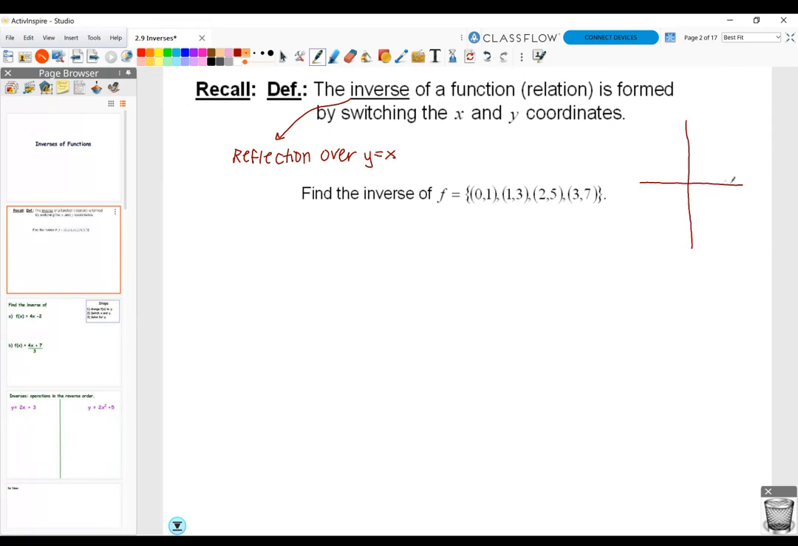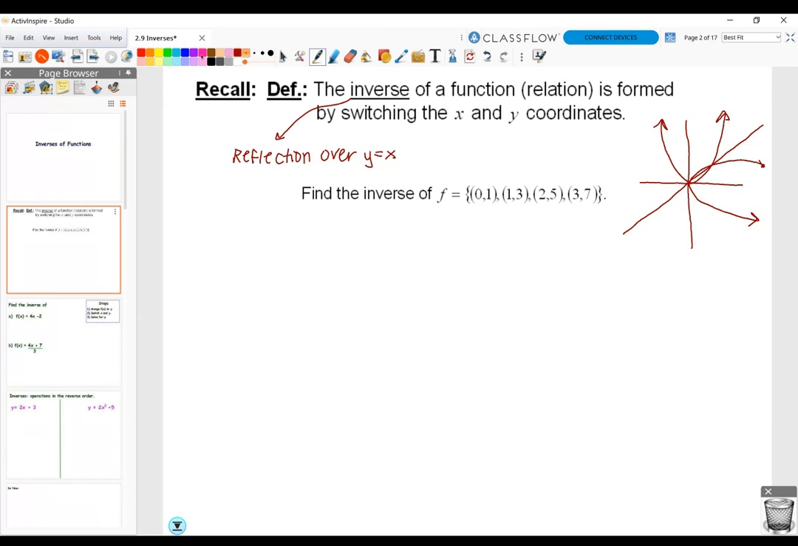So for example, here's my quadratic parent function. And then when I reflect it over the line y equals x, it becomes like this, right? So I'm switching the position of the x and the y coordinates.